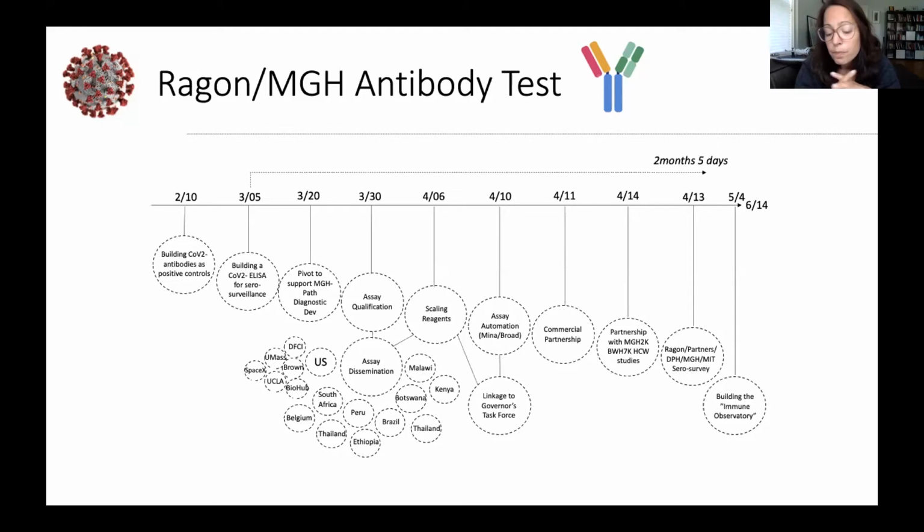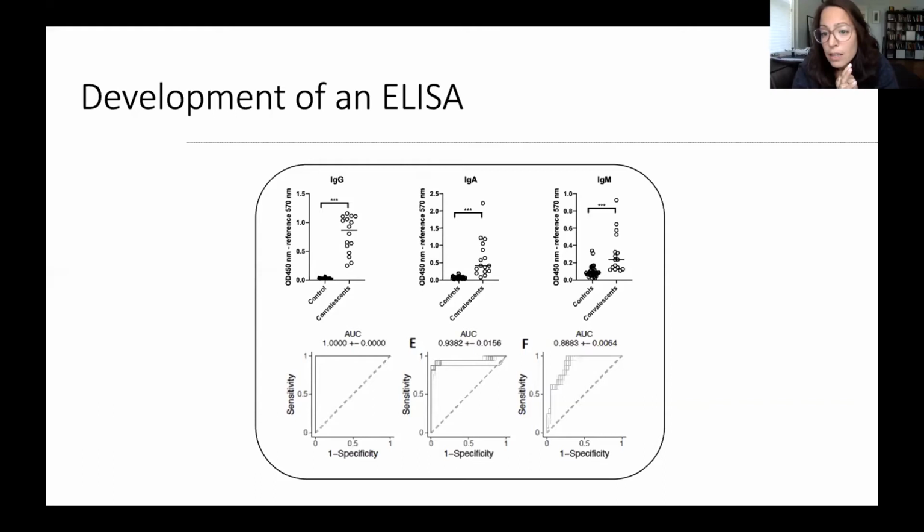But what I want to talk about today is not so much about how we built this assay and why it is so important to have reliable antibody tools, but to point out one really interesting phenomenon that we and many others have noted when we've been looking at antibodies in the population. What I'm showing you here is just an example of some of our earliest antibody results, testing convalescents, so individuals who were SARS-CoV-2 positive and then had recovered from the infection compared to a number of controls. We're looking here at the IgG levels, the IgA levels, and the IgM levels to the SARS-CoV-2 virus across these individuals.